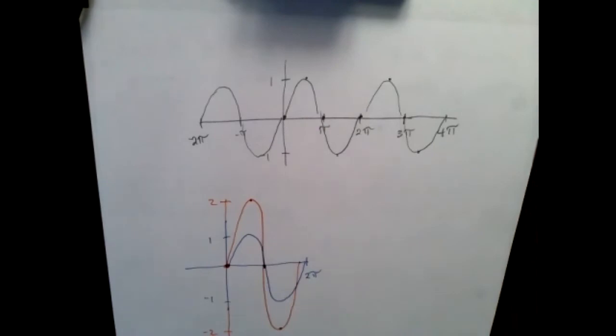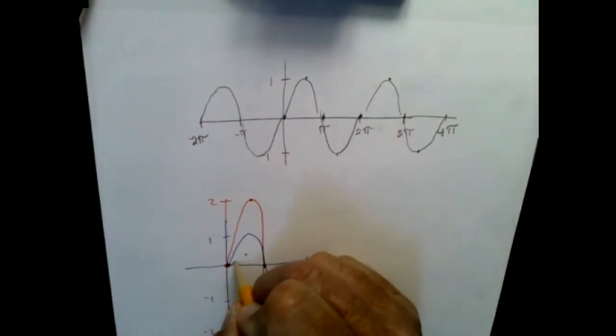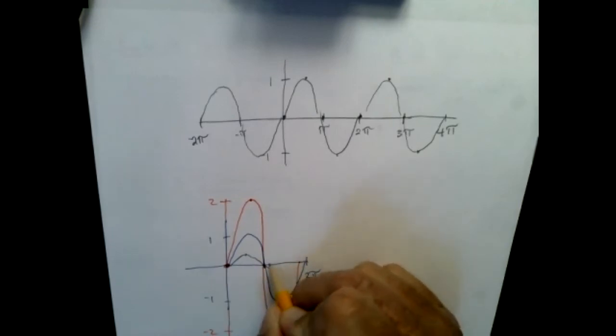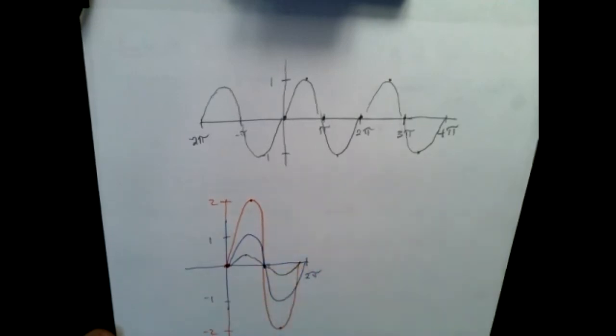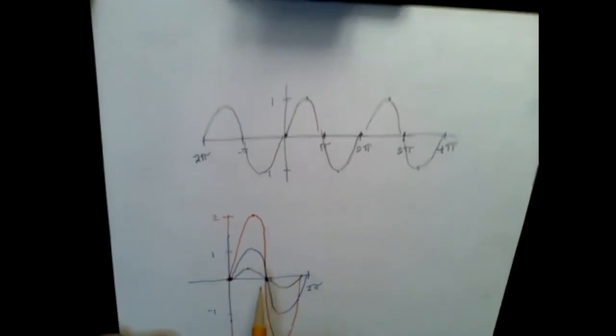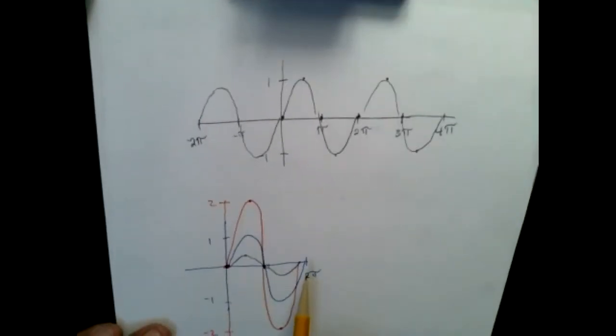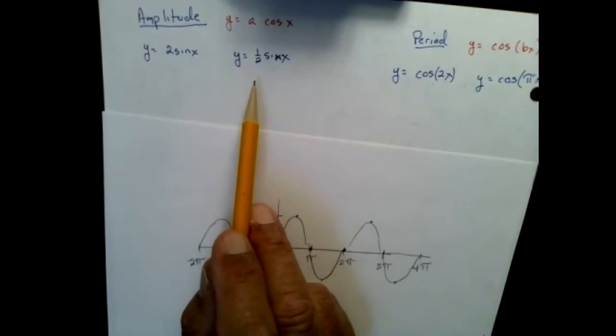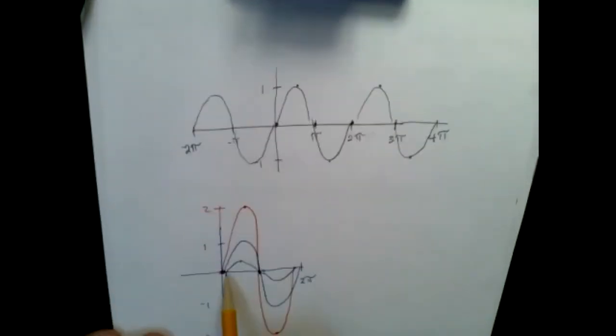So the amplitude, just like in college algebra, can stretch it. The other problem was 1/2, which means I cut all the values in half, and my graph was going to look something like so. So in my notes, y equals 2 times the sine of x, that's the red one. y equals 1/2 times the sine of x, I'm cutting all the values in half.